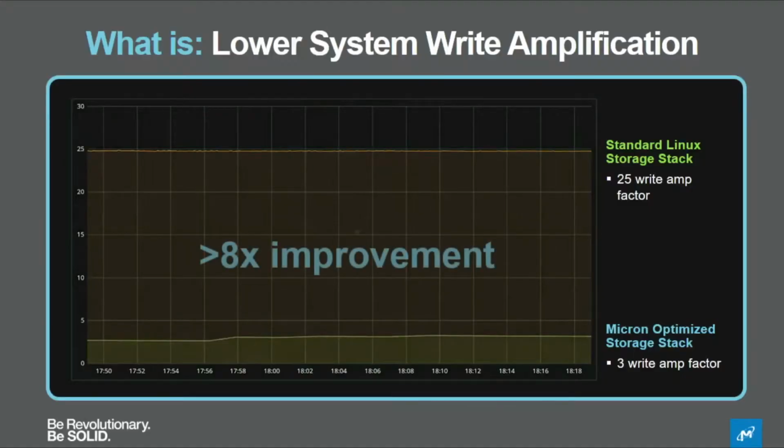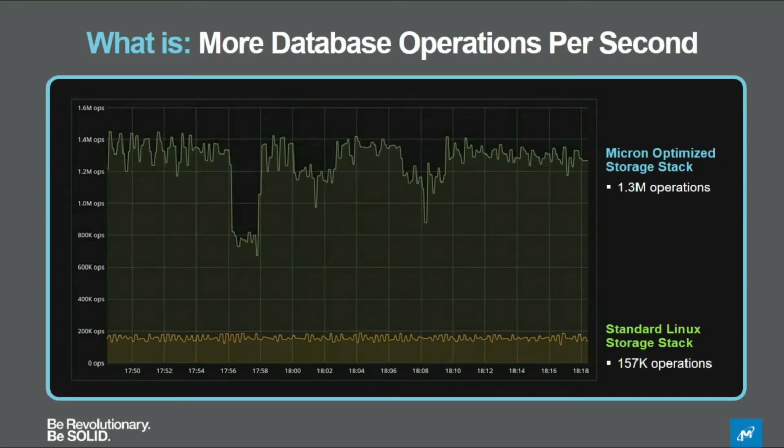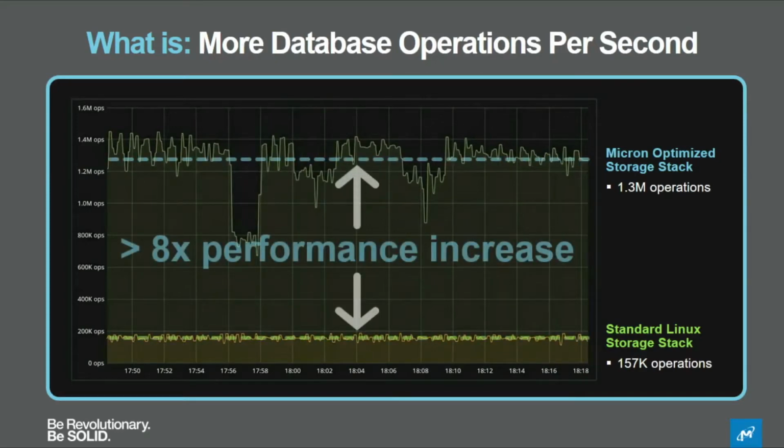So I'm going to power through a couple of quick slides just to give you an idea. With lower system write amplification, the standard Linux storage stack has a write amp factor of 25. With a Micron optimized stack, that'll be down to a write amp factor of 3, a greater than 8x improvement. And so more database operations per second. Who doesn't want that? Every company would love to have better performance there. Again, that's at least 8x performance, and that's a very conservative estimate.